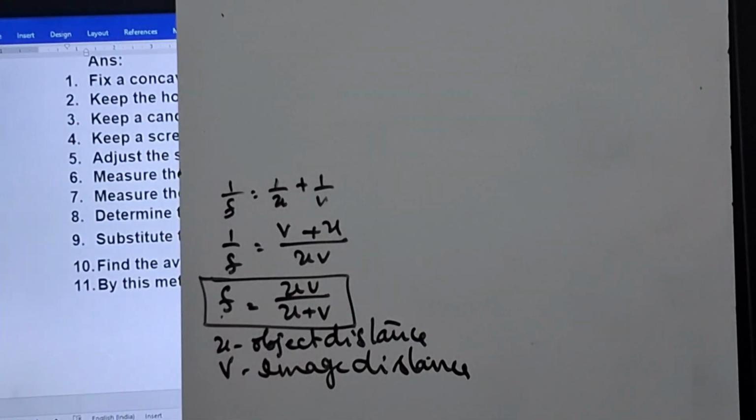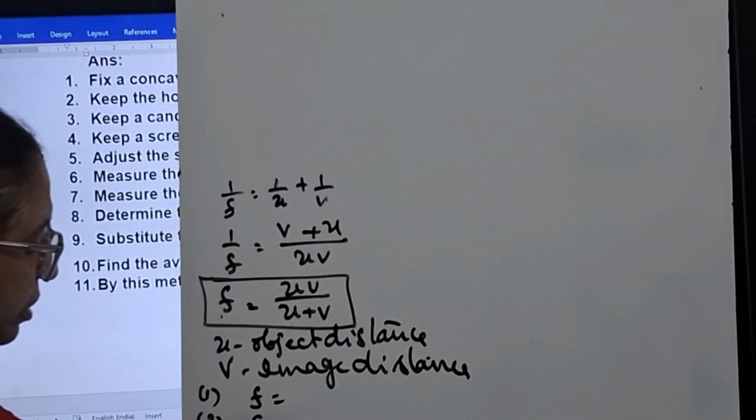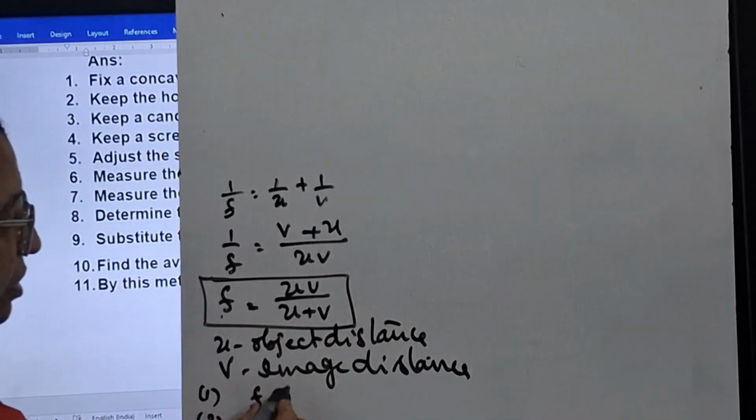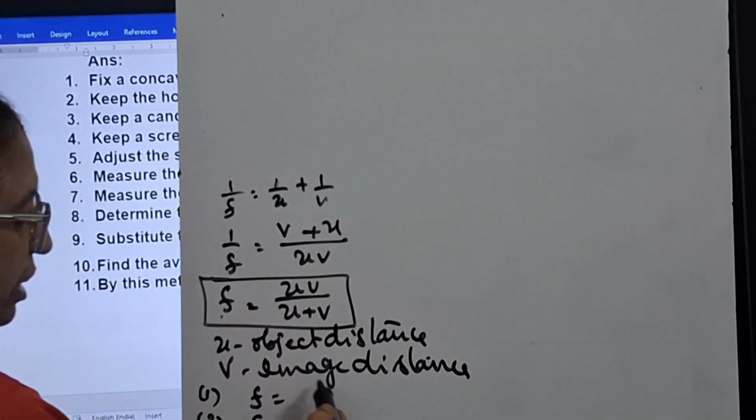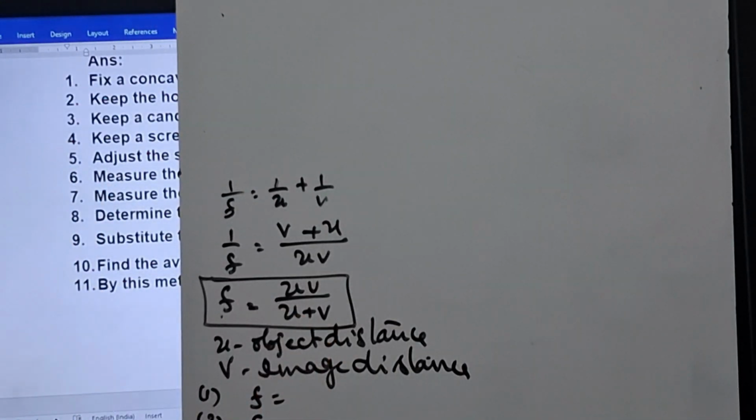So when you are taking f values at various positions, 1, 2, 3, 4, suppose you have done f value for different positions, you are getting some values of f by using the formula uv by u plus v, at 14 centimeters, at 10 centimeters, at 8 centimeters, at 6 centimeters, like that you can determine. After finding these values, substitute the values in mirror formula, find the average of f values obtained.